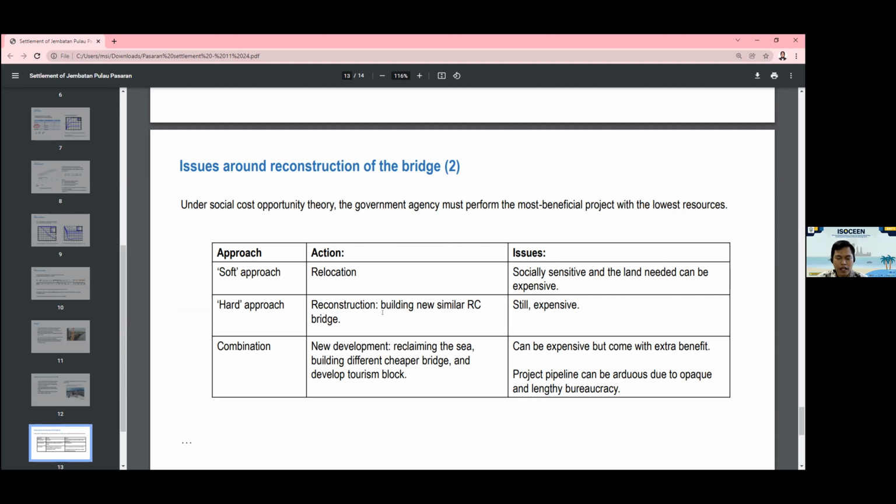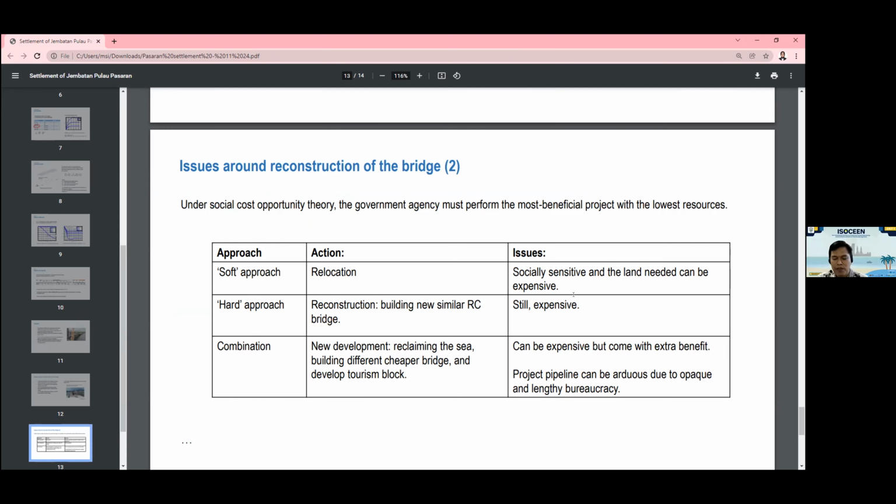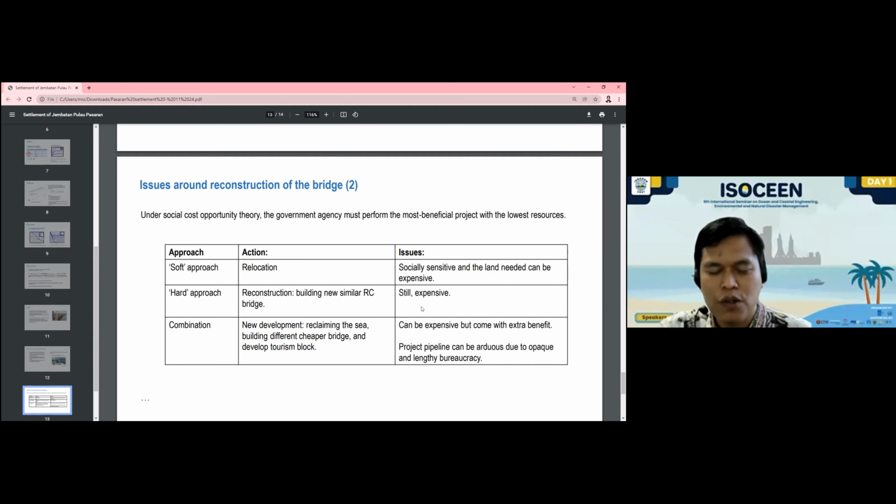And for the hard approach, the detail of the action is reconstruction. It is actually the traditional solution. The city must rebuild a new same or similar reinforced concrete bridge, and the problem with this solution is it is still expensive, but unfortunately the benefit aspect of this solution will not be too intensive.